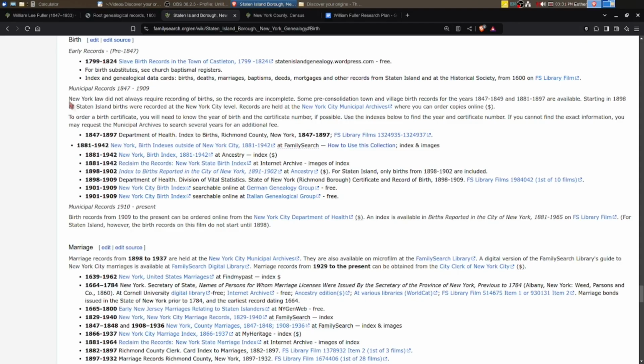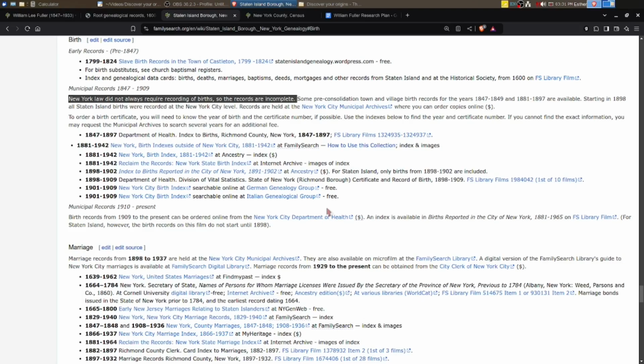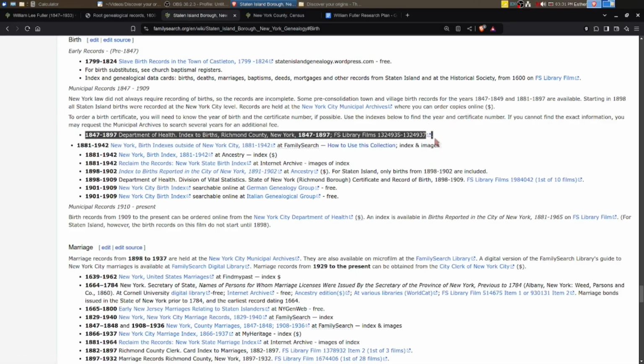And so we can learn here, New York law did not always require the recording of birth, so records are incomplete. So if he was born in New York, we may not find an official recorded birth record. So that's why you may also want to consider church records. And if you can identify the denomination of the family, you can then look in those types of church records. And these start 1847. In fact, this record collection here might be really good to look in for William Lee Fuller, the child.